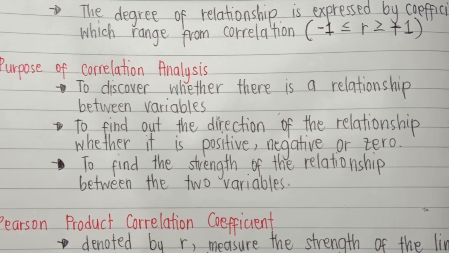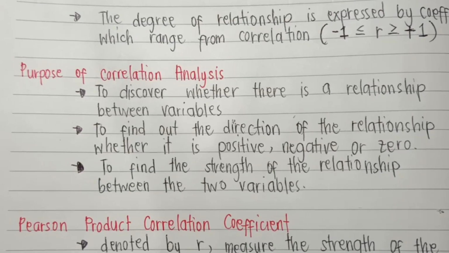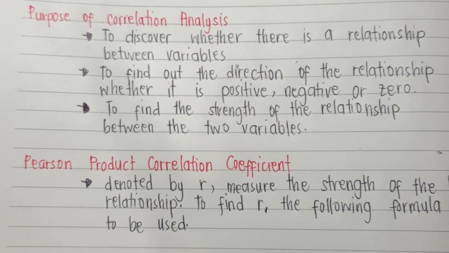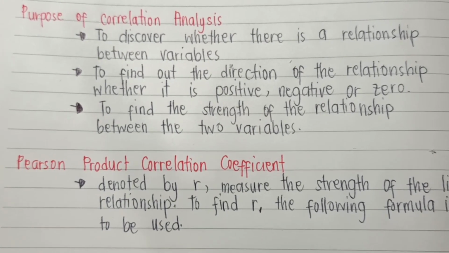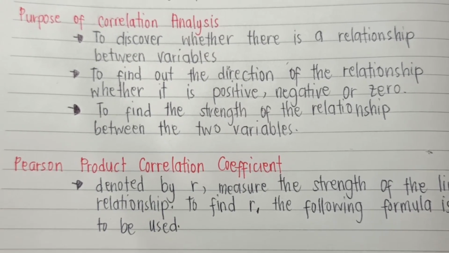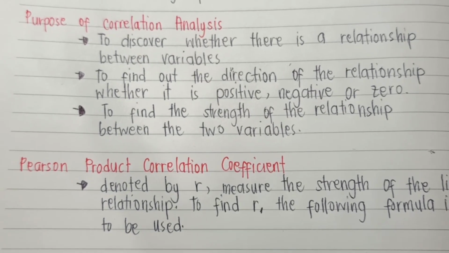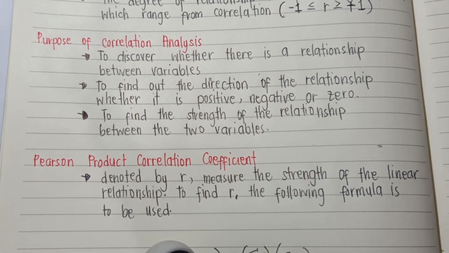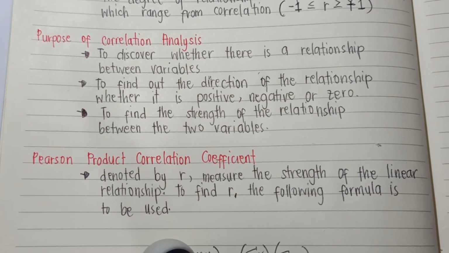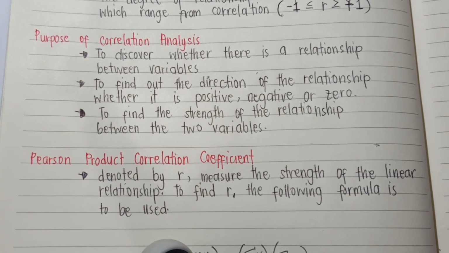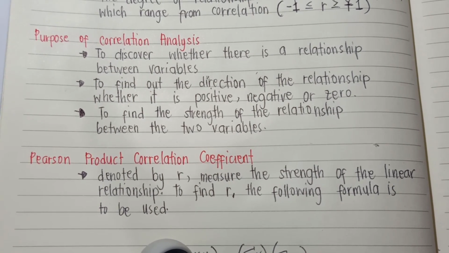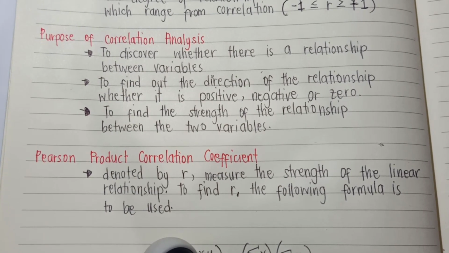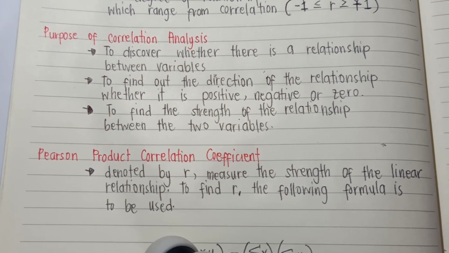So, we have different types of correlation, but gagamitin natin ngayon is the Pearson product correlation coefficient. So, ito yung commonly and widely used correlation. So, when we say Pearson product correlation coefficient, it is denoted by R, and it measures the strength of the linear relationship. So, when we say linear relationship, kapag gumawa tayo ng graph, ang makikita lang natin is linear or straight. Next, to find R, the following formula is to be used.